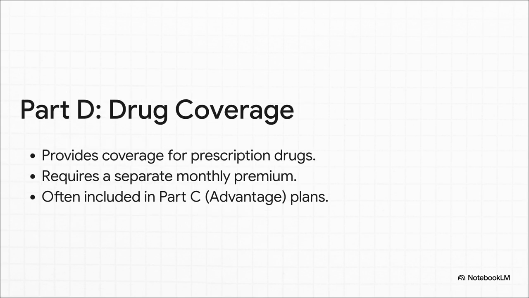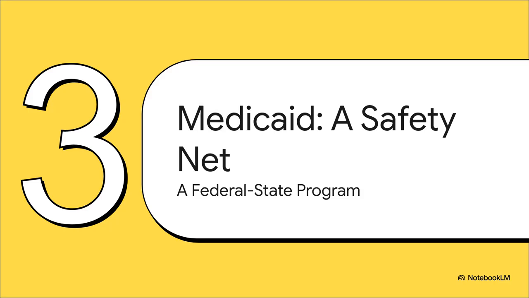And last but not least in our alphabet soup is Part D. D is for drugs. Simple as that. This is your prescription medication coverage. So if you have what's called Original Medicare, just Parts A and B, and you want your prescriptions covered, you have to sign up for a separate Part D plan. All right, so we've cracked the code on Medicare.